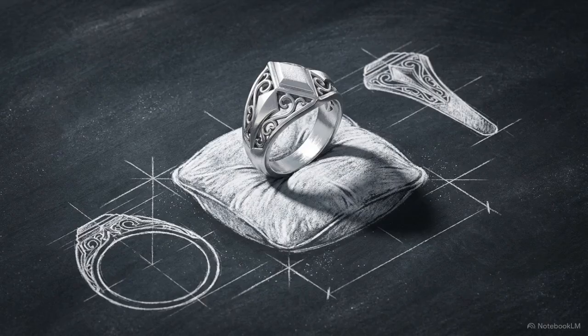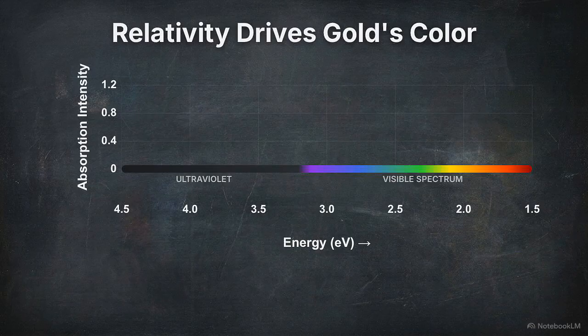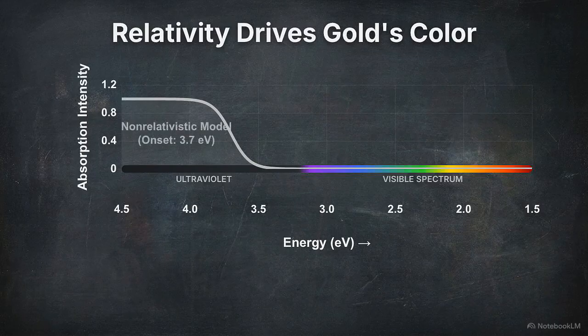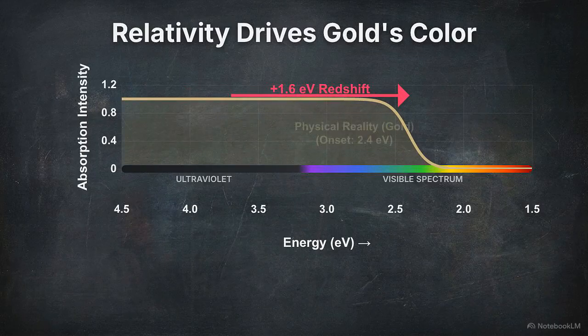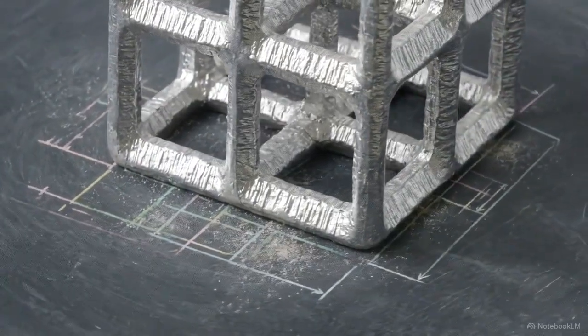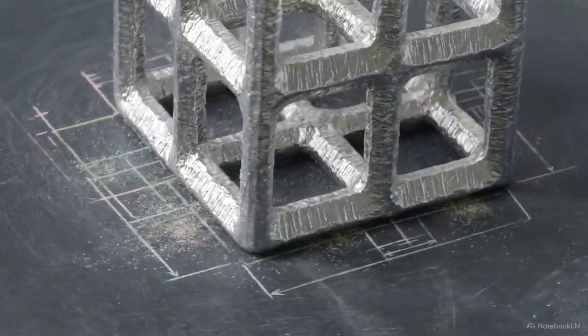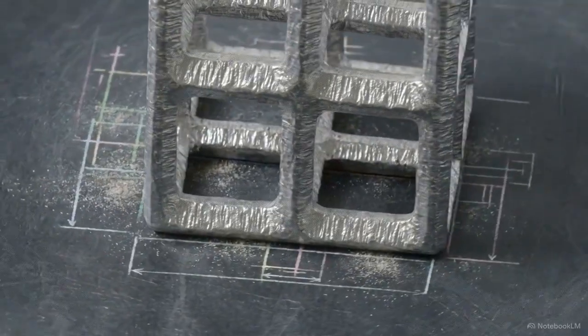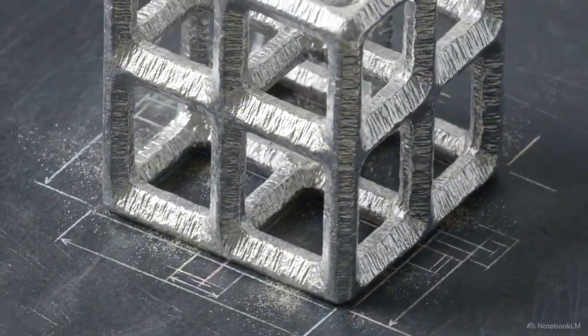Under the standard laws of quantum mechanics, gold would have no way to absorb blue light. It would look exactly like silver. The non-relativistic model fails because it misses a massive 1.6 eV redshift in the absorption edge. That missing variable completely changes the physical appearance of the metal. Without that massive redshift, gold would reflect the entire visible spectrum uniformly, completely losing its iconic yellow hue.